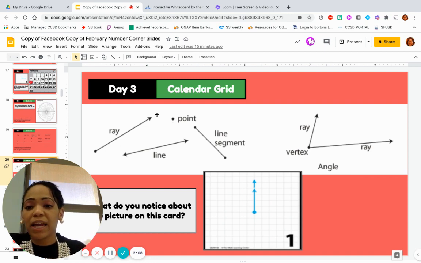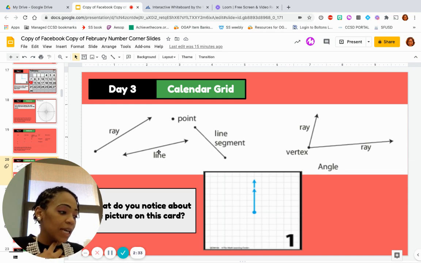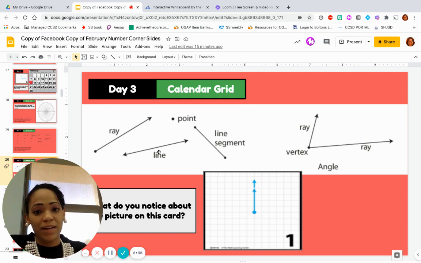Okay. How about a ray? A ray has one endpoint and then goes on forever in one direction. Well, how is a ray different from a line? Yeah, a line goes on forever in both directions. A ray only goes on forever in one direction.